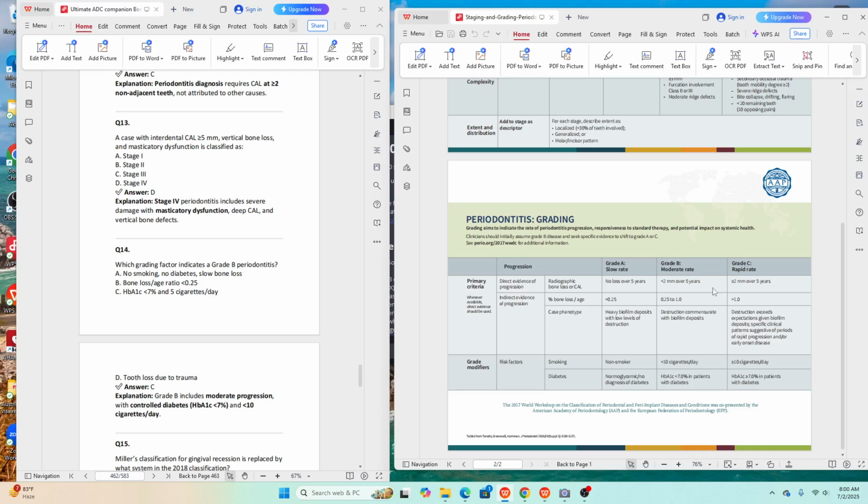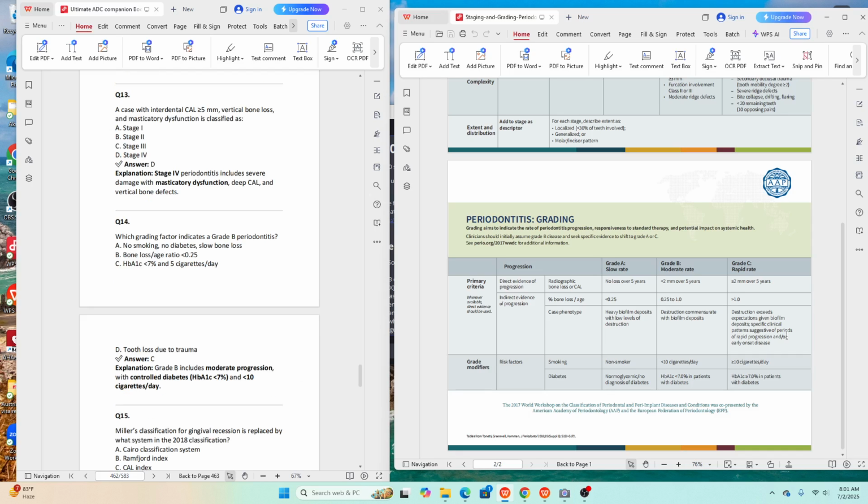Now, what's the difference between grade B and grade C? In grade C, there are more than 10 cigarettes and the HbA1c is more than 7%. Alright, so though diabetes is a common factor, in grade B the HbA1c is less than 7% and in grade C the HbA1c is more than 7%. Understood? So again, the importance of memorizing this chart.